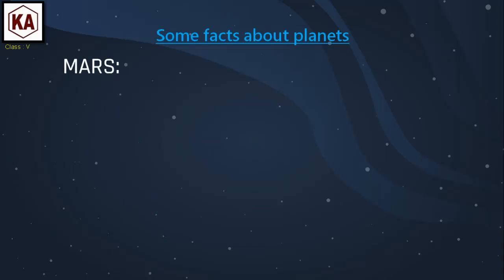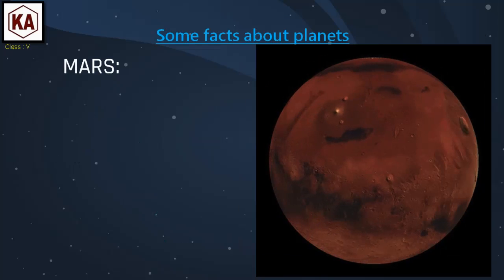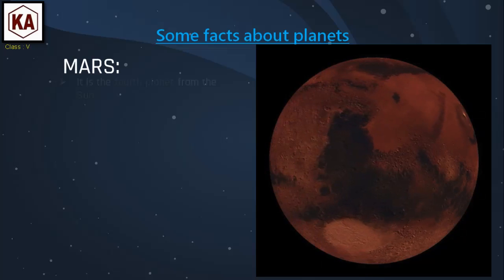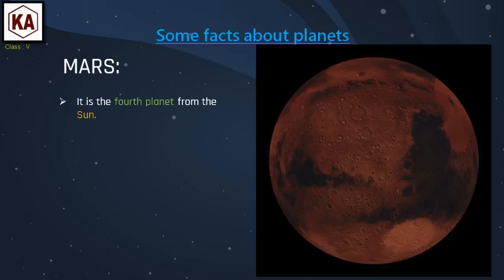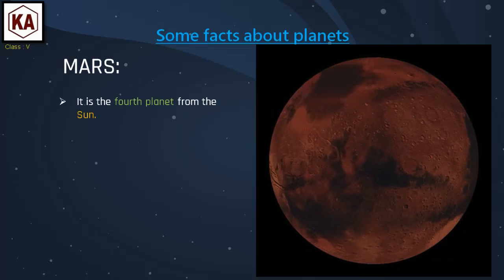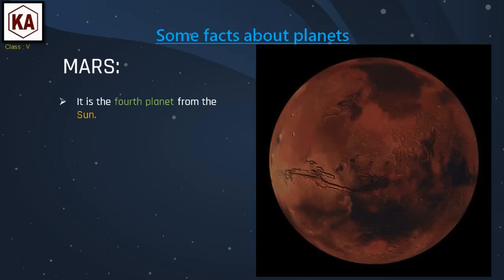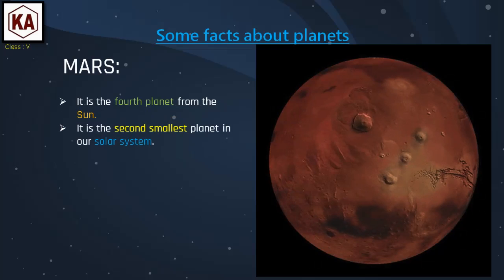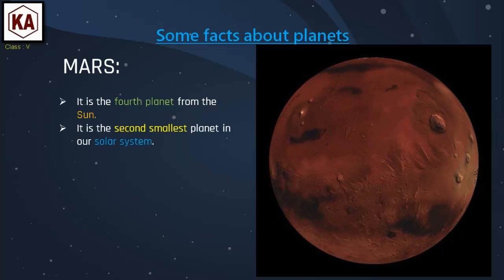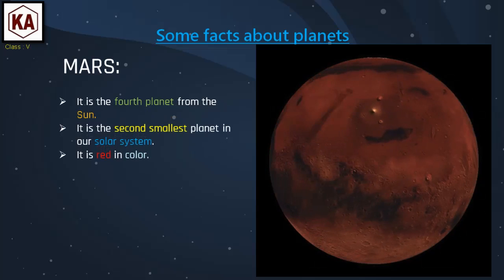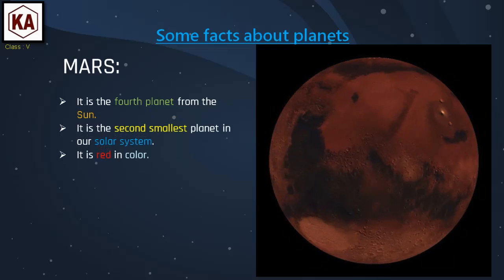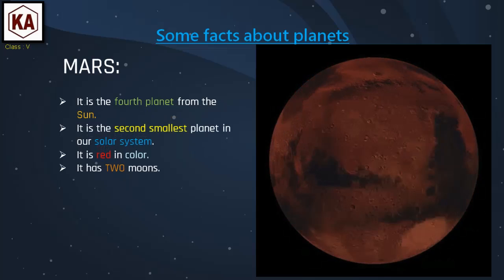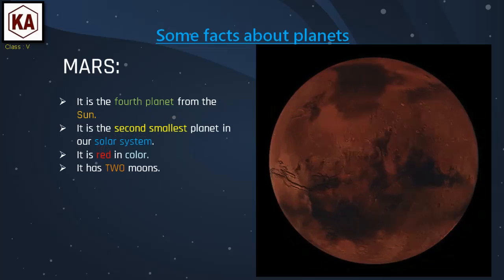Okay, Mars. Look at its beautiful red color. You know, this red color comes from the iron it has. So this planet is rich in iron. It is the fourth planet from the sun. It is the second smallest planet of our solar system. It has a beautiful red color, and I have told you the reason why. It has two moons. Got it?